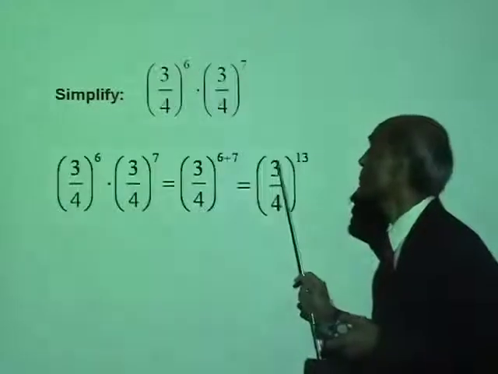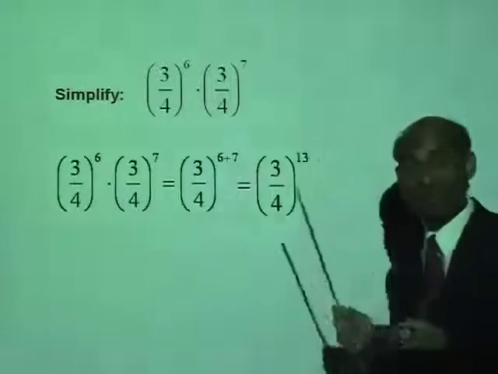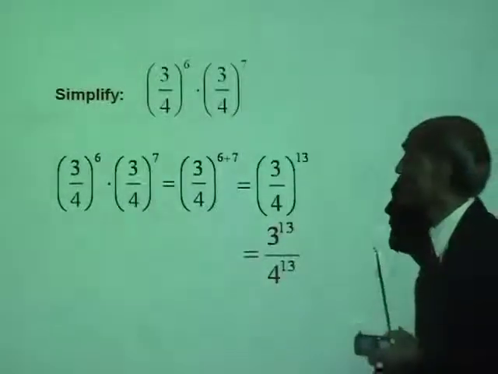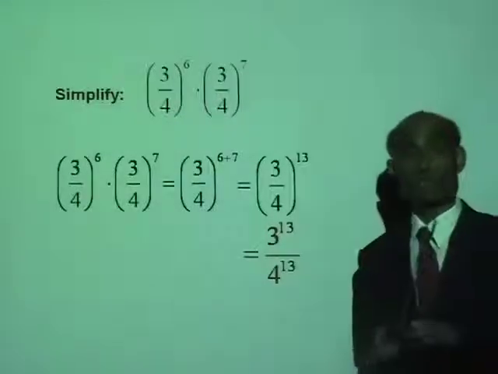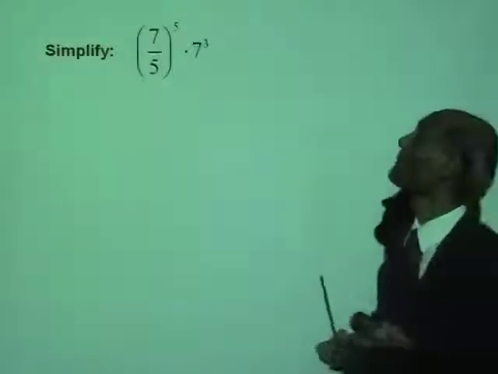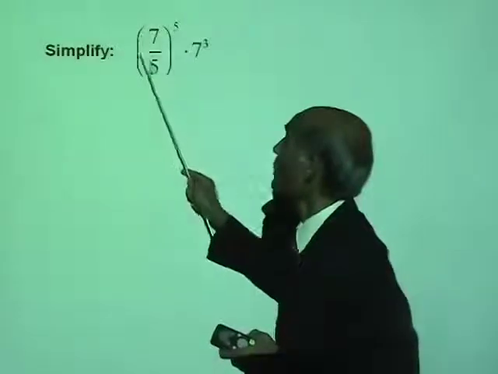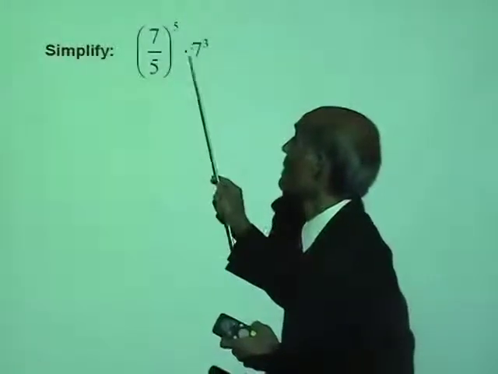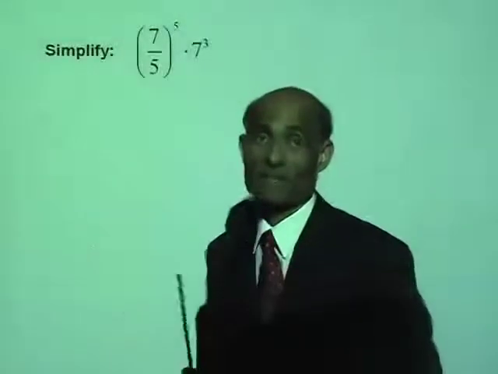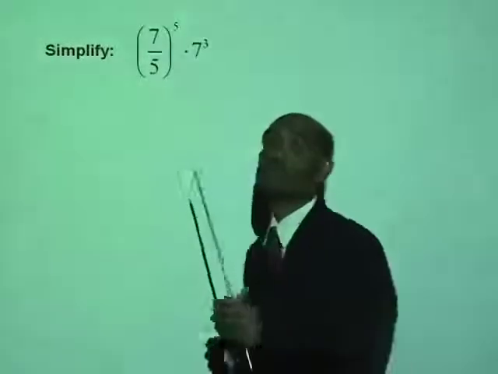That is 3 over 4 raised to the power of 13, which is the same as 3 to the power of 13 divided by 4 to the power of 13. Okay? Alright, let's move on. What is 7 over 5 all to the power of 5 multiplied by 7 to the power of 3? Now, can you use the product rule here?